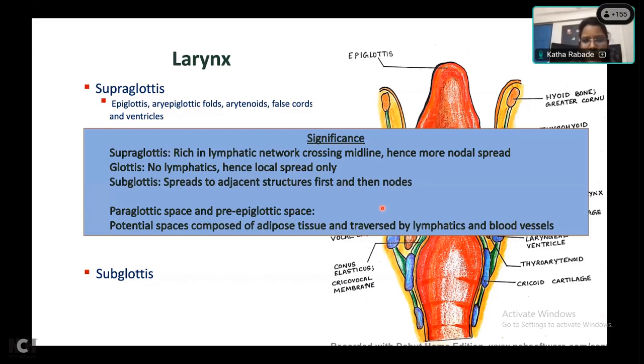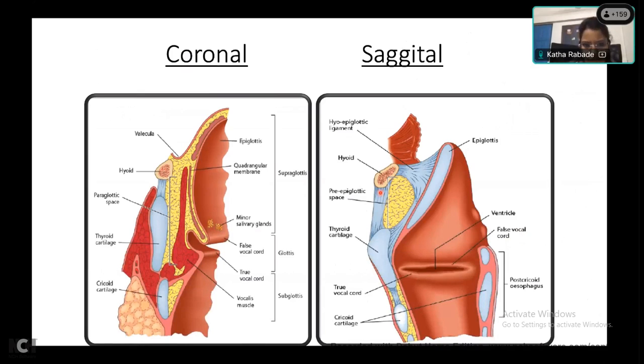There are two spaces called the paraglottic space and the preglottic space. These are potential spaces which are composed of adipose tissue and are traversed by lymphatics and blood vessels. The significance of these spaces is that involvement of these spaces upstages the tumor to T3.